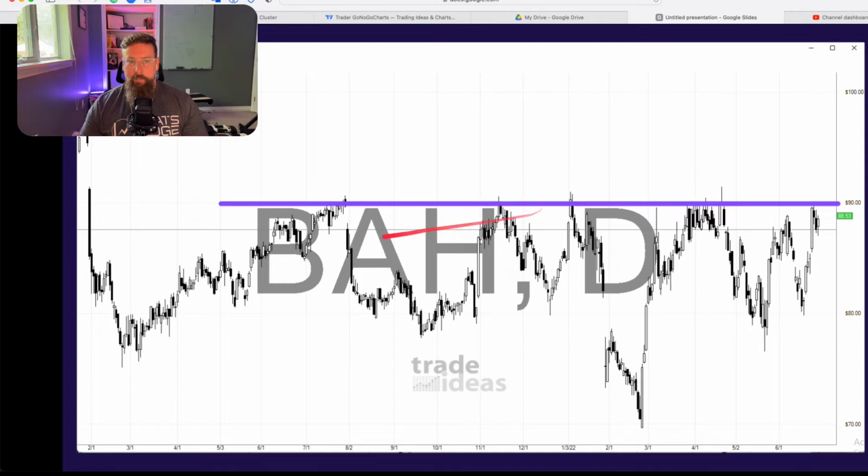And then here is BAH. Right here, just a massive resistance area. This one, if you go out on the weekly chart, is really, really strong. And it's got this massive resistance area just sitting at $90. And the thing I love about it is the relative strength. If you look at the market selling off, this thing's been holding pretty strong to $90. So if we can get over $90 a share, that's interesting to me.